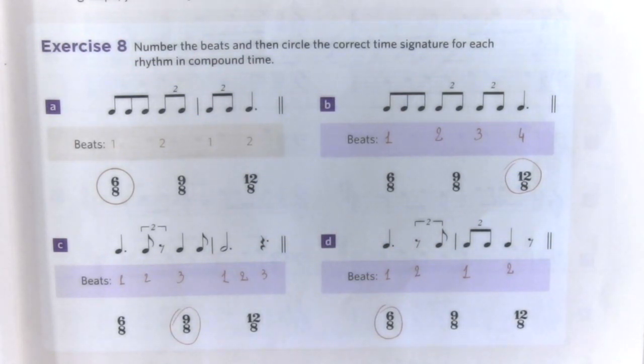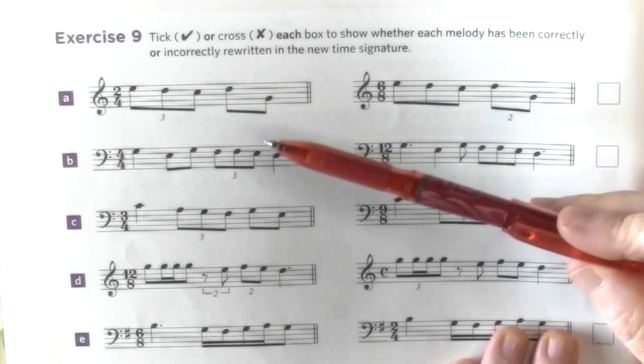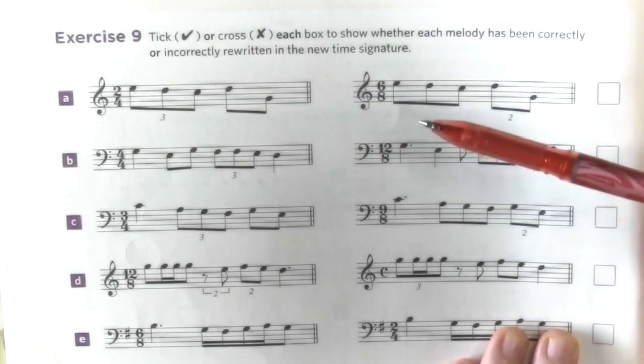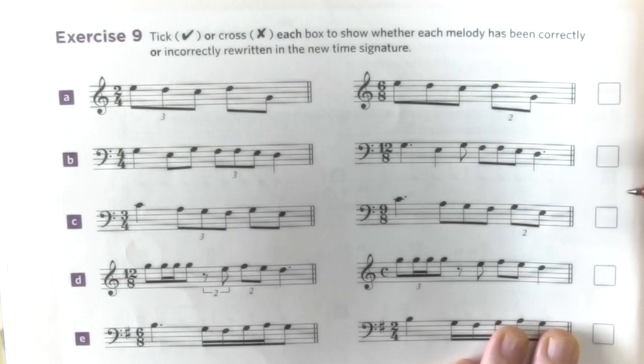Because of course we need to be confident and we need to be helped by our eyesight. Exercise 9. Okay, here we have a number of bars rewritten in simple or compound time. We need to add an X or V depending on the fact that they have been developed correctly or not.